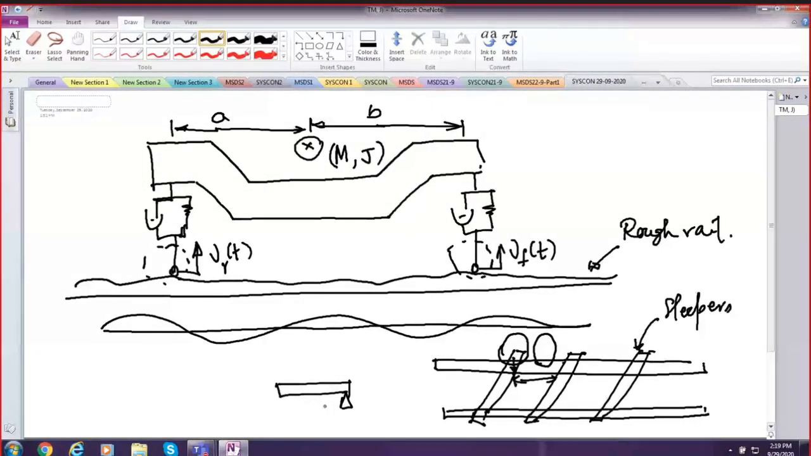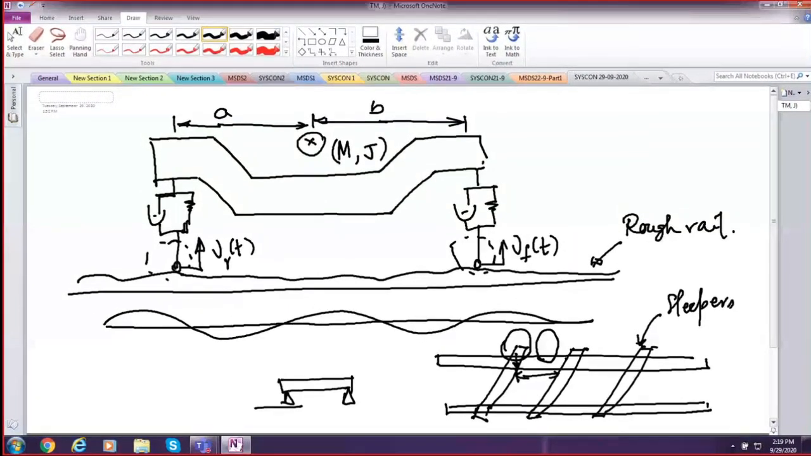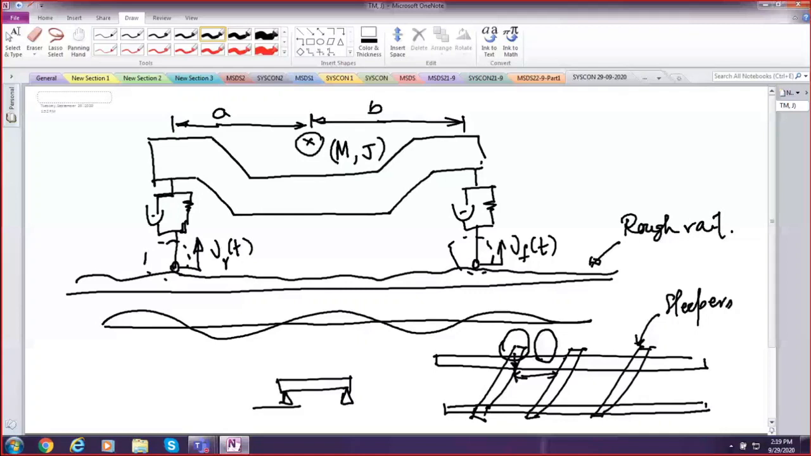A beam which is kept on two supports. So when the wheel comes here, this deflects, whereas where the wheel is over a support, it doesn't deflect. Again, the part between the next sleeper deflects, and so on. So the excitation can be considered to be sinusoidal, or some roughness can be given. It depends on the position of the wheel. The deflection changes depending on the position of the wheel. So we have taken some general input from the ground.